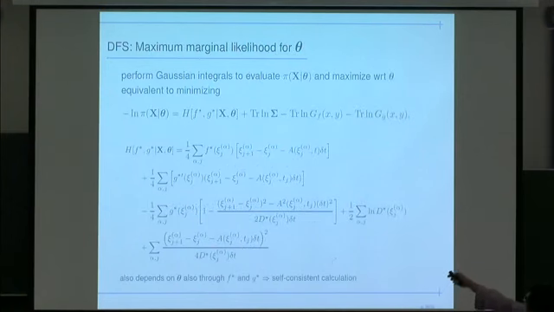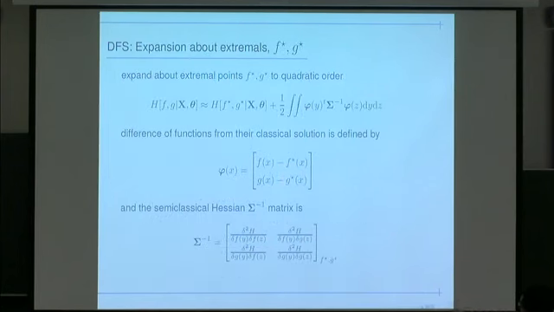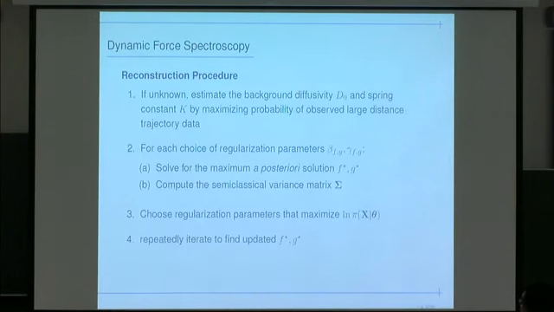Right, so this is the marginal likelihood for theta. I have to minimize this to find my coefficients that determine F and G, find F star and G star, do the semi-classical approximation, and so here's sort of the outline of your procedure. So you have to estimate this too, and I didn't get into that.